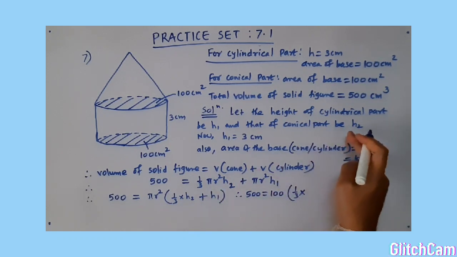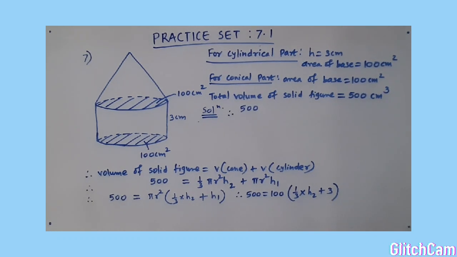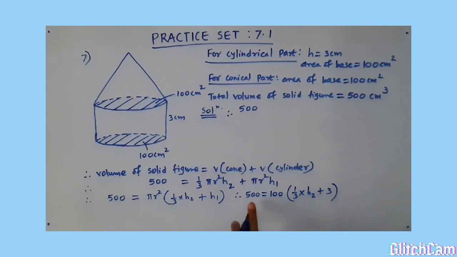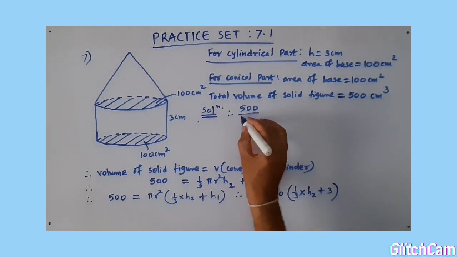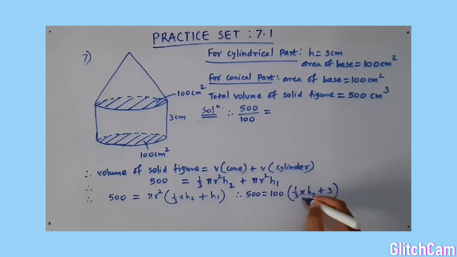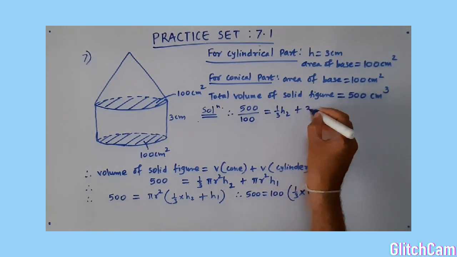Do you know h2? No, that we have to find. The height of the conical part we have to find. So 1/3 h2 plus what is h1? h1 is 3. Understand? So this is how we reached up to here. Now the further steps. The 100, which is multiplied with this entire expression, is brought to the other side. So 500 divided by 100 is equal to whatever is left here, 1/3 h2 plus 3.